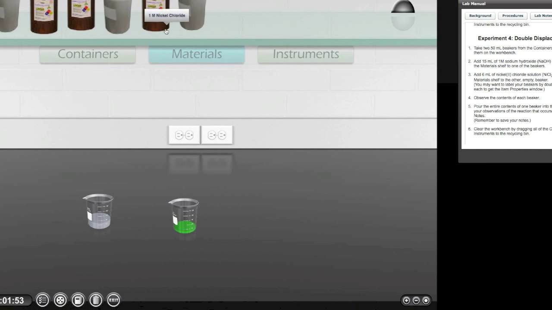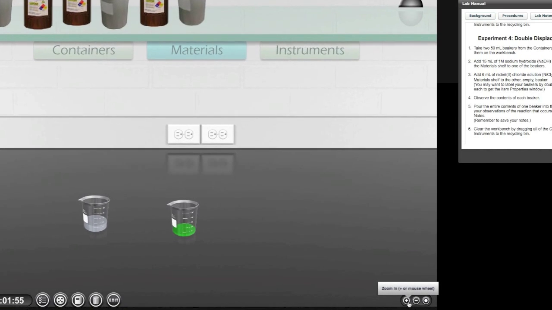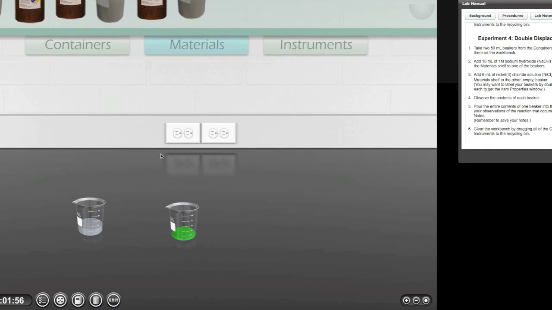There is no precipitate. This would indicate sodium hydroxide is aqueous. Nickel 2 chloride is a green color, and there is also no precipitate. This indicates nickel 2 chloride is also aqueous.